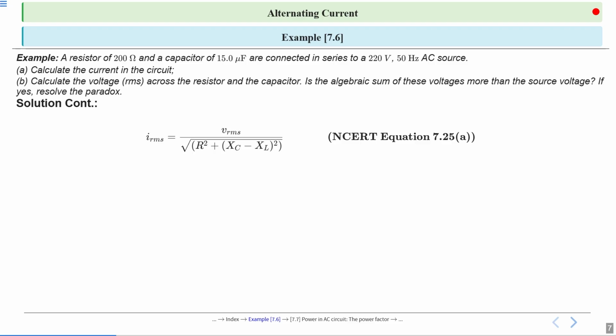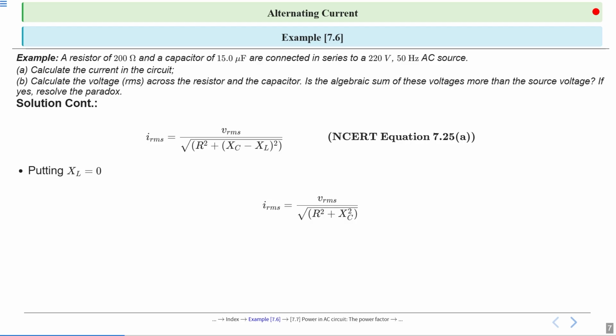Okay, so this is again the equation. Now put XL equal to 0. You will get IRMS equal to VRMS upon root R square plus XC square. Now we know R is 200 ohm. What is not given? XC is not given in the question, but C is given. Capacitance of 15 microfarad is given. Also frequency 50 hertz is given.